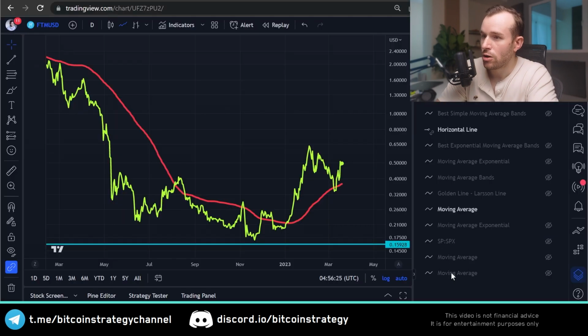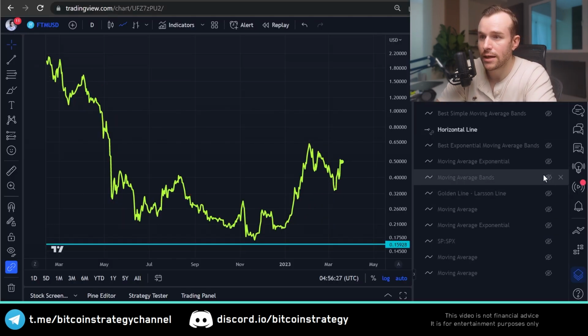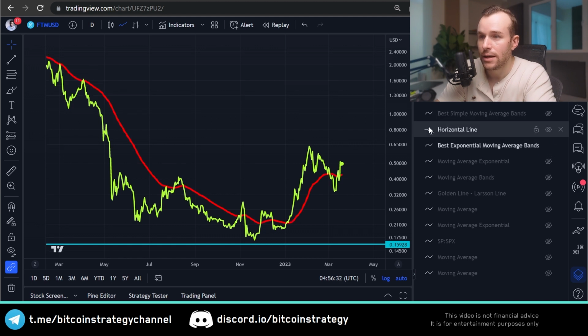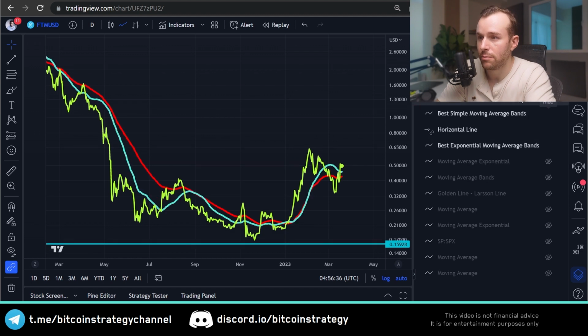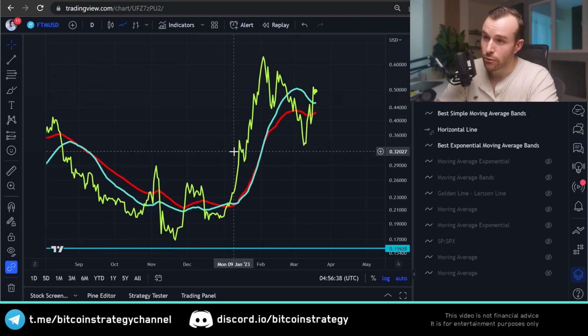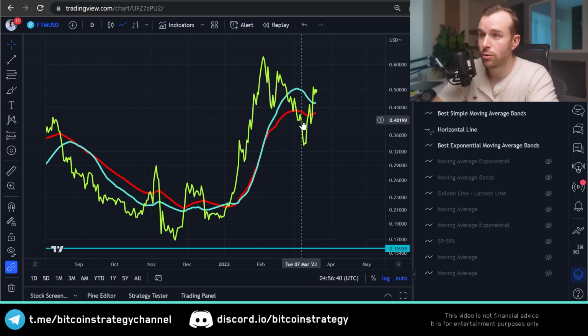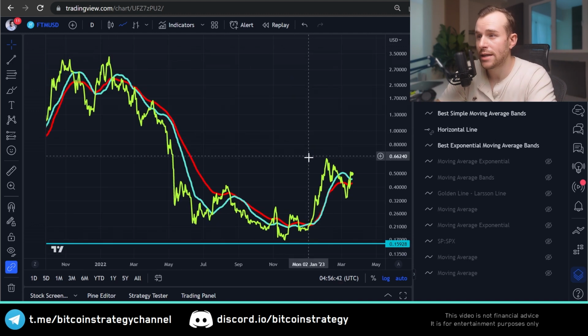So let's draw both of those. Let's take away the random moving average. Let's take the best EMA, and let's take the best SMA. The best SMA being here. And we've crossed both of them, right? So this is bullish. This looks like Fantom has again some room to grow from here.